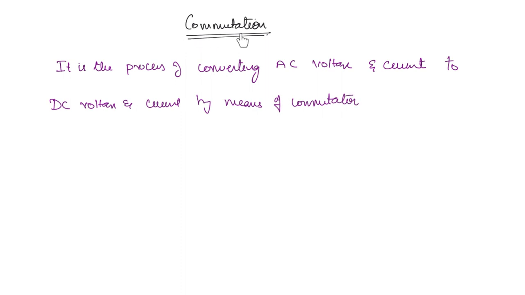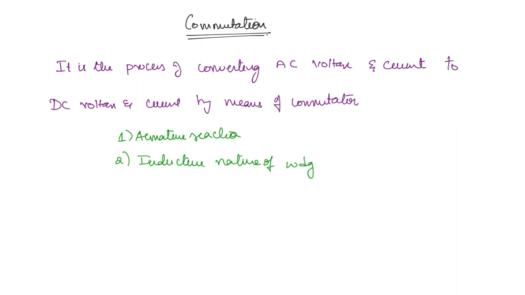Now in practical machines, commutation is hampered by two problems. The first one is the armature reaction and the second one is the L dI by dt voltage. This will occur due to the inductive nature of the winding. So we will discuss both of these problems one by one. First we will start with the armature reaction.